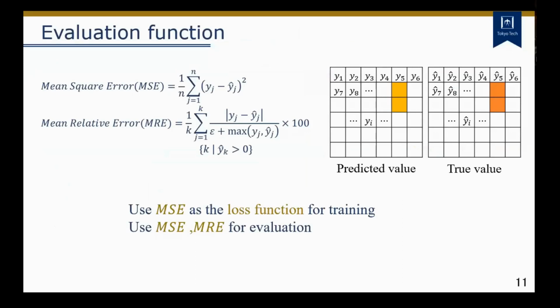And next, I explain the evaluation function. In this study, we use mean squared error and mean relative error. For training, we use MSE as a loss function, and for evaluation, we use MSE and MRE. Here are the model's predicted value and the ground truth value. When calculating this evaluation function, the error between these images is accumulated along the pixels.